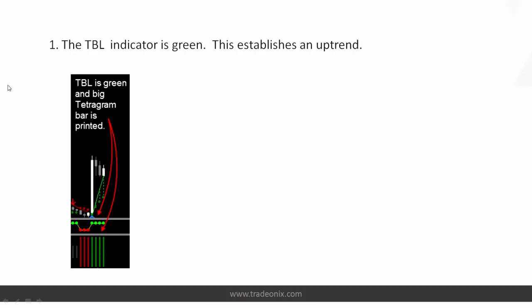The TBL indicator is green. This establishes an uptrend. So the TBL is green at the time that we are looking to take a trade. The tetragram prints a big green bar, and this validates the uptrend. So when the TBL turns green, we get a big green tetragram bar. It doesn't always happen at the same time. Often it does. But if it doesn't, we wait until we get our first big green tetragram bar.